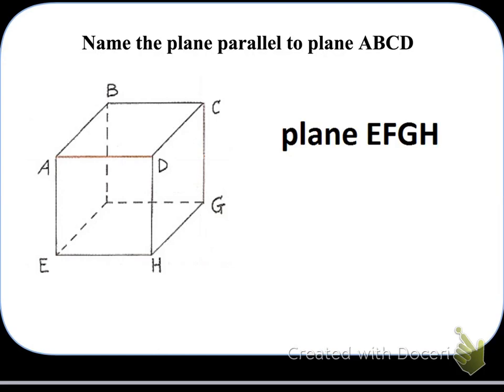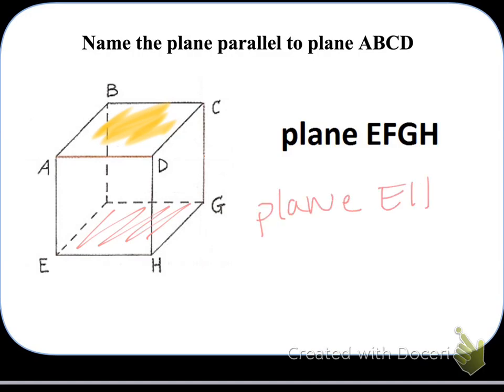Okay, name the plane parallel to ABCD. So ABCD is that top one. We kind of already discussed this. Plane EHG is going to be that plane that's parallel to it.